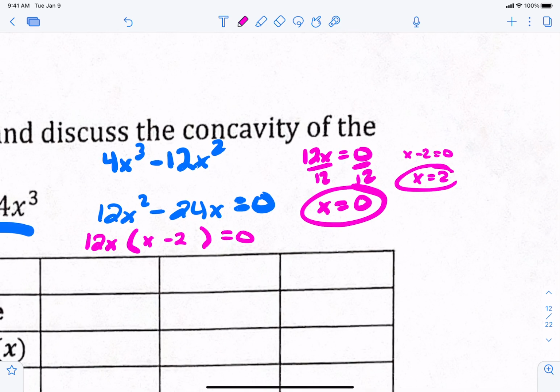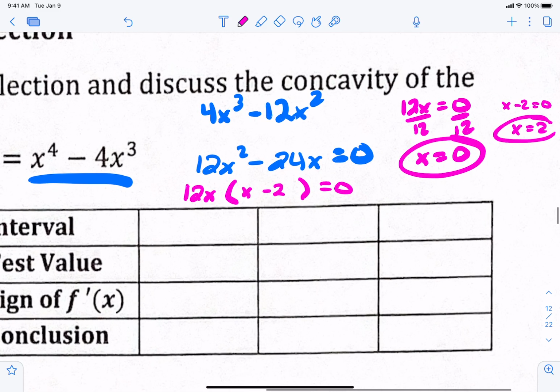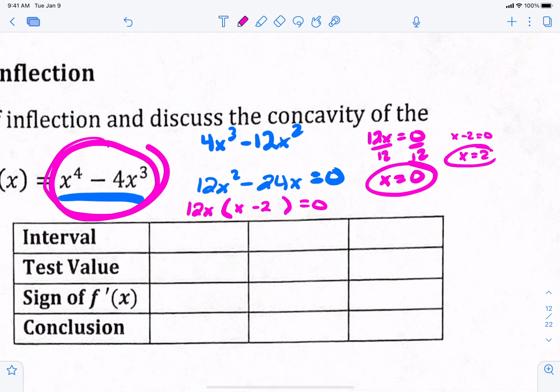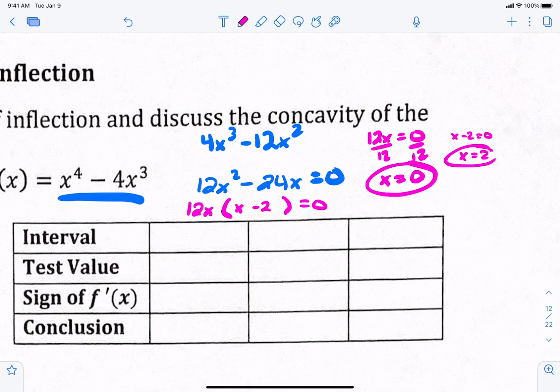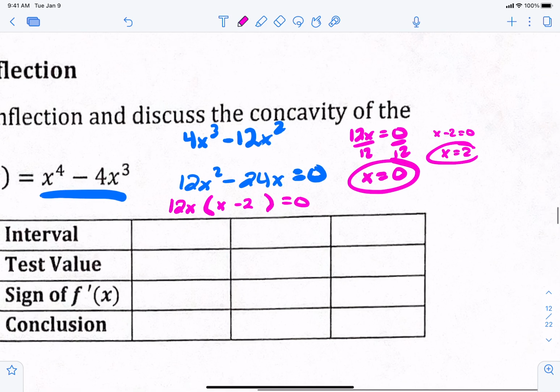So we have two critical numbers. Now, will we have any critical numbers from vertical asymptotes? Look at the original. Is there going to be any vertical asymptotes here? No. Why not? Because there's no denominator. So we only have those two critical numbers, which means our test intervals are what to what?